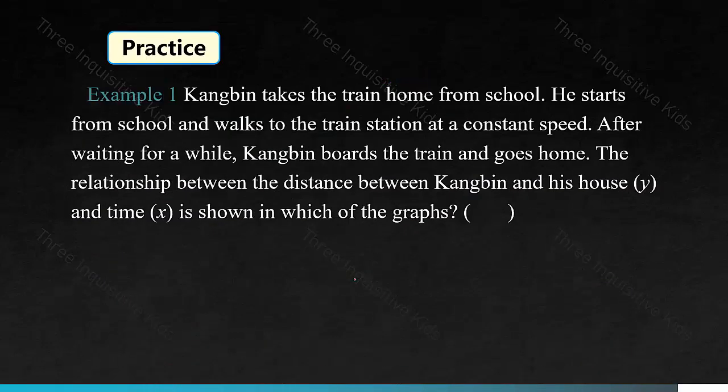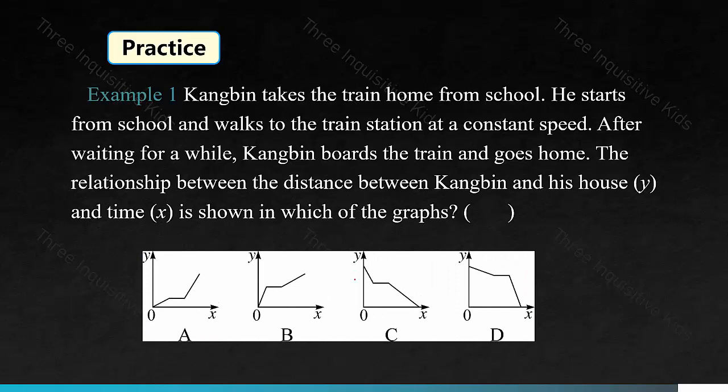Here's some practice. Kanban takes a train home from school. He starts from school and walks to the train station at a constant speed. After waiting for a while, Kanban boards the train and goes home. The relationship between the distance between Kanban and his house and the time, x, is shown in which of the graphs? We can start to eliminate some of these options.